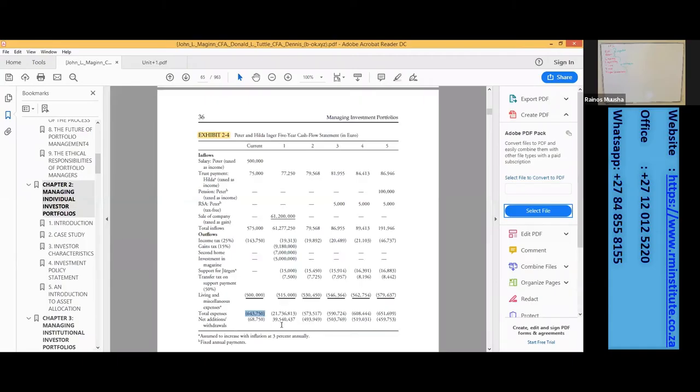So which means if the total expenses are 643,750 and the total inflows is 575,000, it means that on their overall investment, they are making a net withdrawal of 68,750. So it means that from the overall investment, they are currently making a net withdrawal of 68,750. Are we on the same page on where this figure is coming from? Is anyone lost on that particular figure?